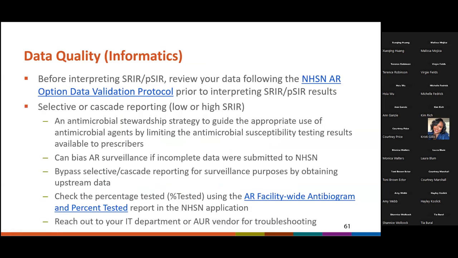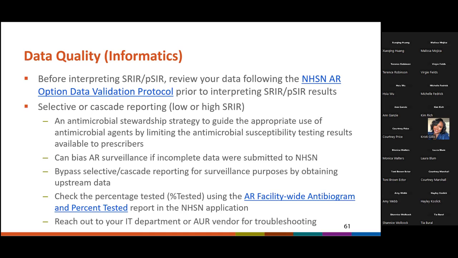So first, data quality. We highly recommend reviewing your data quality prior to interpreting any SIR or pSIR results. This can be done by following the steps described in the NHSN AR Option data validation protocol. Be aware that if any incomplete data from selective or cascade reporting were submitted to NHSN, it is possible that your SIR is underestimated.